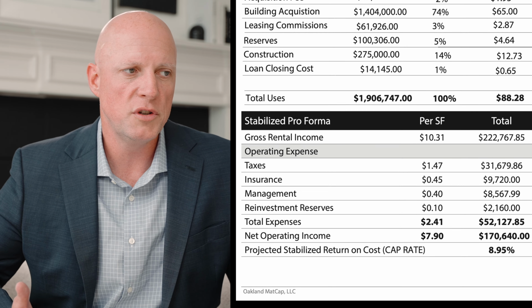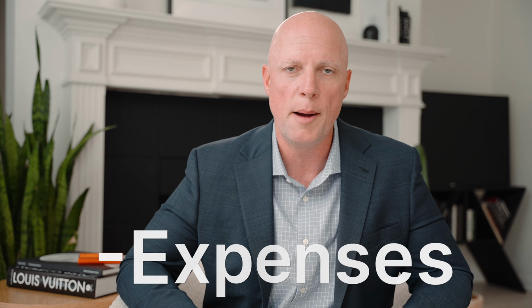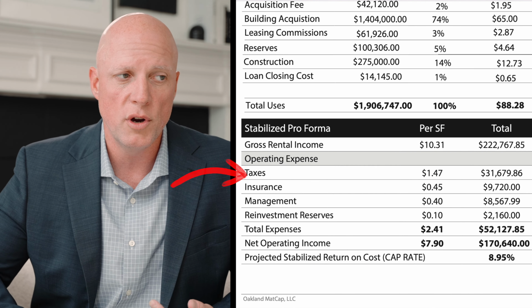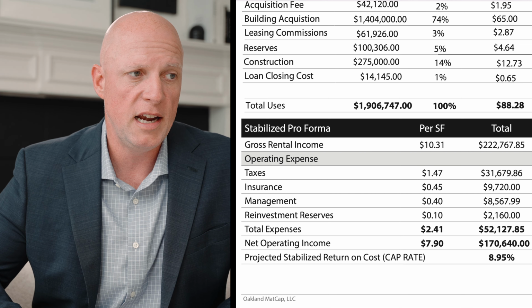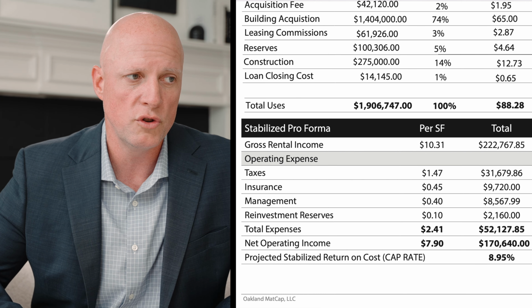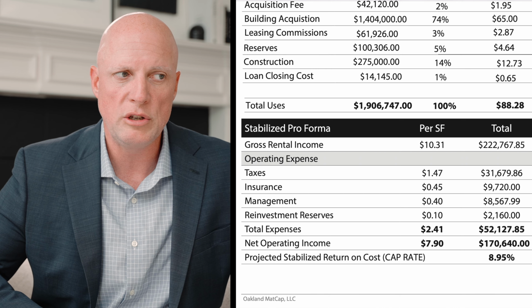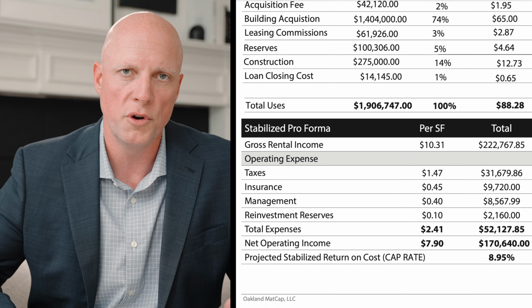So you have, in the first table here, the gross rental income, a total of $222,000 a year. Now, off of the gross rental income, there are going to be operating expenses that come out of that number. So you have your taxes at about $31,000, your insurance at about $10,000, your management fee on the property of about $8,500, and your reinvestment reserves every month, just to put a little money away for a rainy day. That gives you total expenses of about $52,000, which, subtracted from the $222,000, gives you a net operating income of $170,000 a year before debt service.